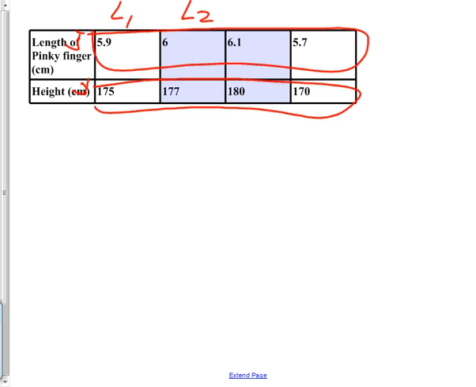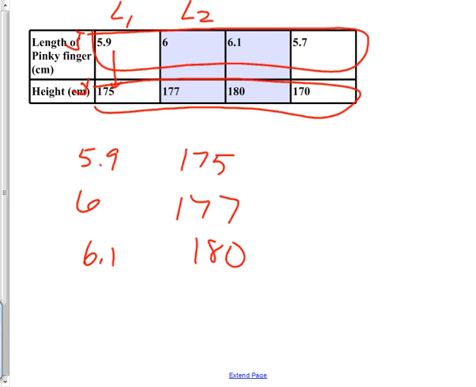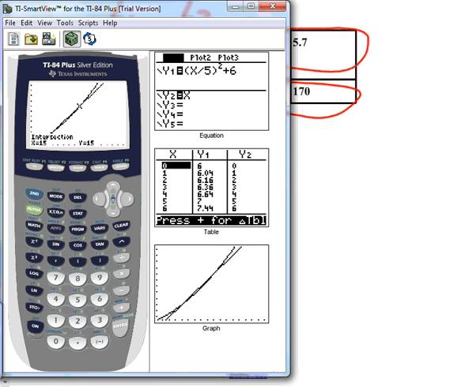The thing that's important is that 5.9 goes with 175. So it could look like this. Goes with 175. And 6 goes with 177. And 6.1 goes with 180. And 5.7 goes with 170. Getting the idea? Now you can put it in, and now hopefully you already remember this stuff where you put this into the graphing calculator. I want to show this because I think some of you missed that day, and some of the people in the other classes were asking about that.